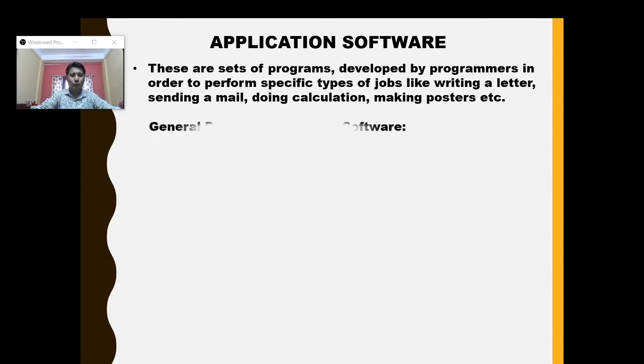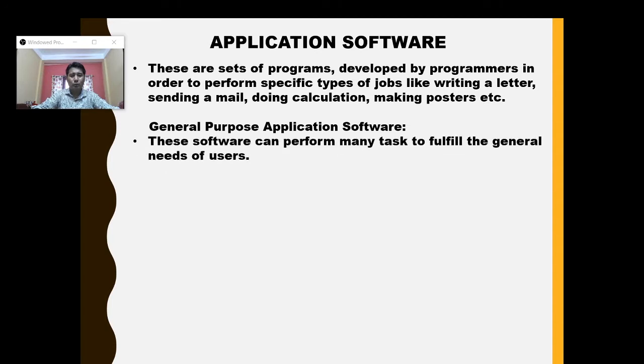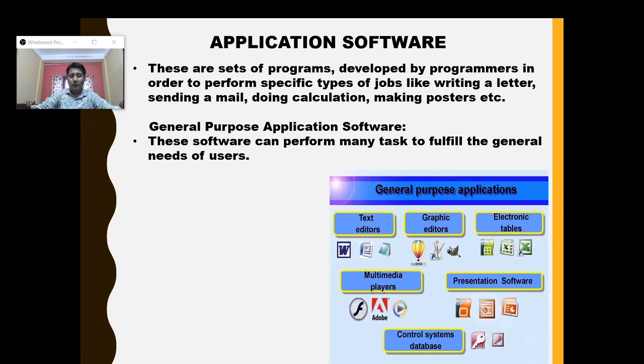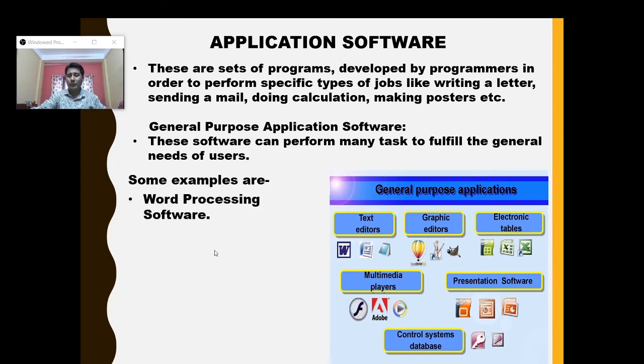So we will start with the general purpose application software. This software can perform many tasks to fulfill the general needs of the user. You can see in the figure some of the general purpose software, like text editors such as Microsoft Word, WordPad, Notepad. You can see the graphic editors. You can see the electronic spreadsheets like Excel, Lotus 1, 2, 3. All these are general purpose software because they are used to fulfill the general needs of the user.